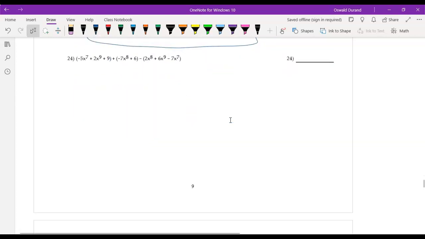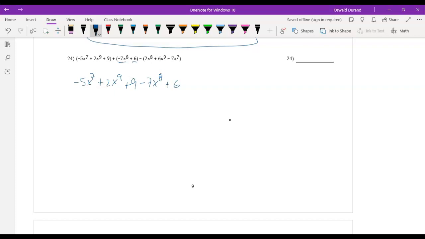Okay? And then this one here. You're adding these two, so it does not change the sign of this polynomial, but here I have a negative in front of this polynomial, so it's going to affect the sign of all those terms here. So let's rewrite it. Negative 5x to the power of 7 plus 2x^9 plus 9, plus, I don't need to put the plus, negative 7x to the power of 8 plus 6.